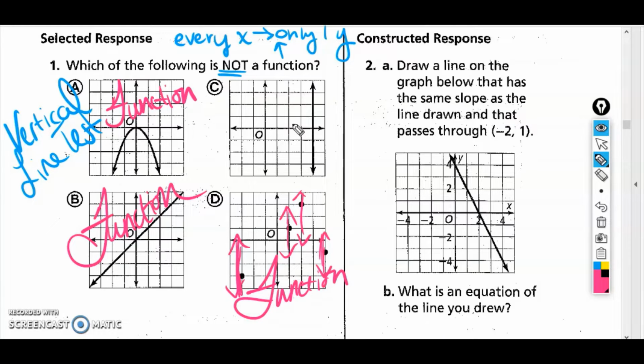On this one, if I pick the coordinates 4, 1 or 4, negative 2, well, these have the exact same x, but I have two different y's, so it doesn't have only one y value. So this one is not a function.